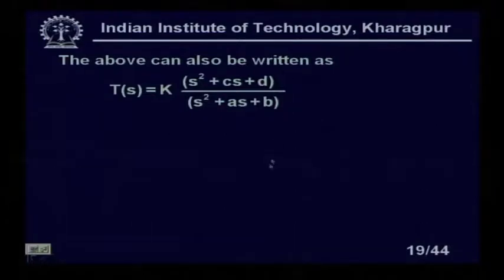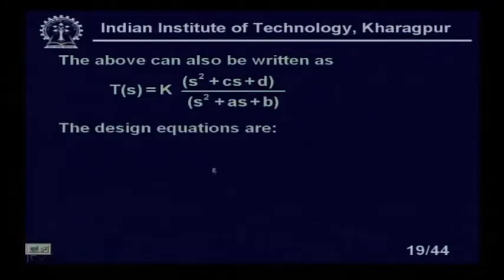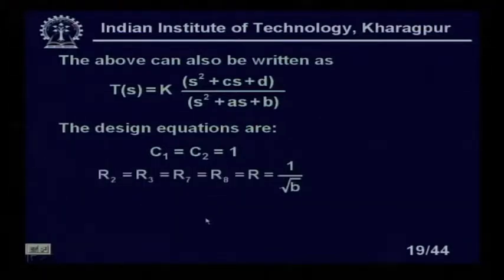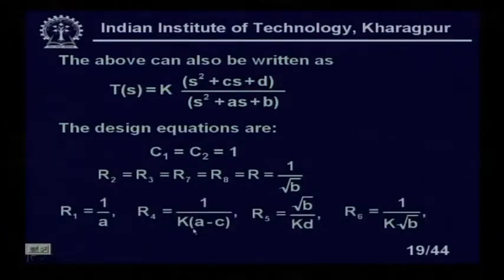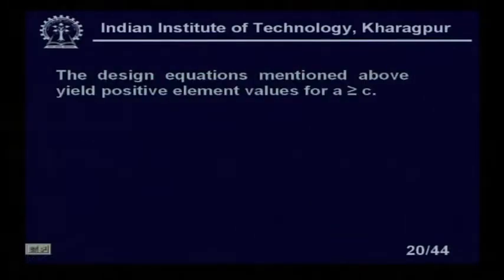Now, the above equations can also be written as T(s) equal to K (s square plus C s plus D) upon (s square plus A s plus B), and the design equations are C1 C2 equal to 1, R2 R3 R7 R8 equal to R equal to 1 by root B, and R1 equal to 1 by A, R4 equal to 1 upon K(A minus C), R5 equal to root over B by K D, and R6 equal to 1 upon K root B. The design equations mentioned above yield positive element values for A greater than C. In most of the cases this will be satisfied, A will be greater than C.